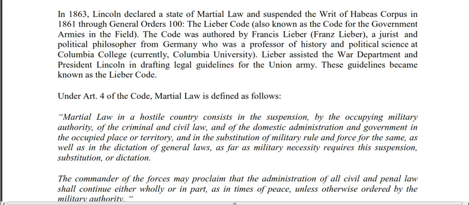in 1861 through the General Orders 100, known as the Lieber Code, or the Code for Government Armies in the Field. The code was authored by Francis Lieber, a jurist and political philosopher from Germany who was a professor of history and political science at Columbia College, currently Columbia University. Lieber assisted the War Department and President Lincoln in drafting legal guidelines for the Union Army. These guidelines became known as the Lieber Code.